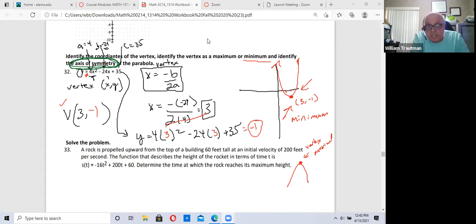Ashley got it right. It's x equals 3. If you know the vertex, you know the axis of symmetry. The axis of symmetry is always the x coordinate. X equals 3 is the axis of symmetry.